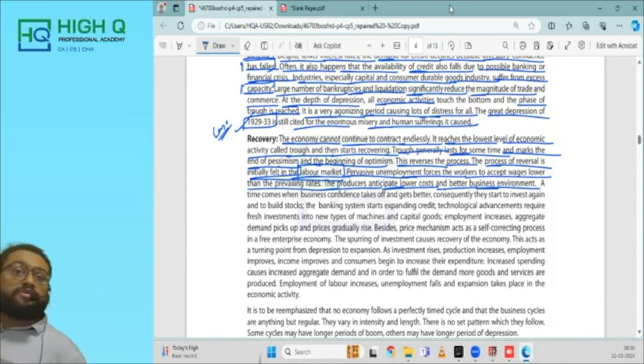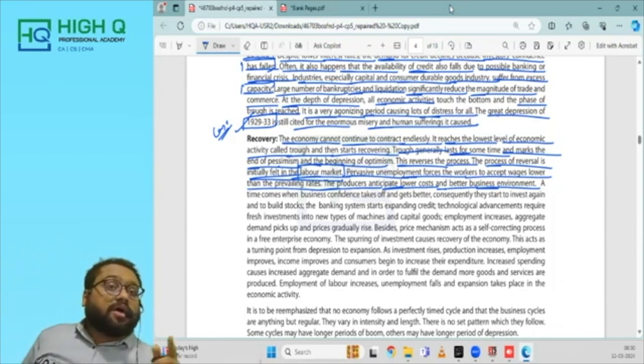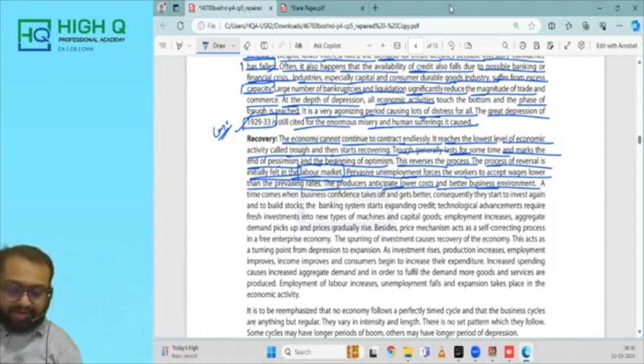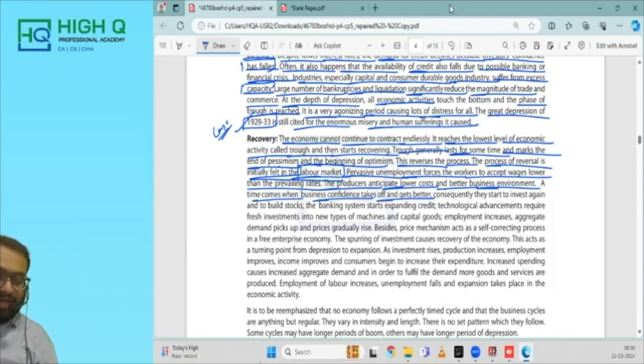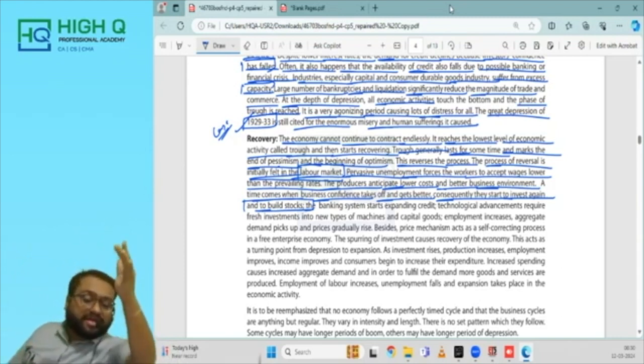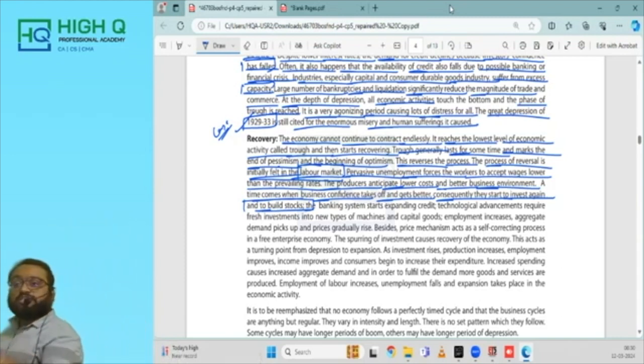So from trough will go to recovery. Recovery will start, but it will start from the labor market. Yes or no. A time comes when business confidence takes off and gets better. Consequently, they start to invest again and build stocks. Tell me one thing. Employment. Labor came to me. He started working at half the rate. Say yes or no. Production started.